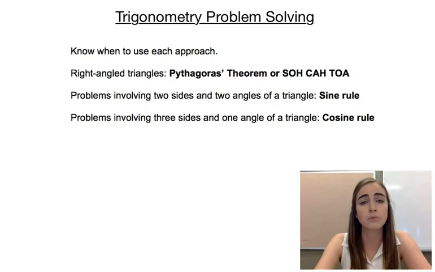If you've got a problem that involves two sides and two angles of a triangle, that's likely going to be the sine rule. And if you've got a problem that involves all three sides of a triangle and one of its angles, then that's probably going to be the cosine rule. So let's have a look at one example.